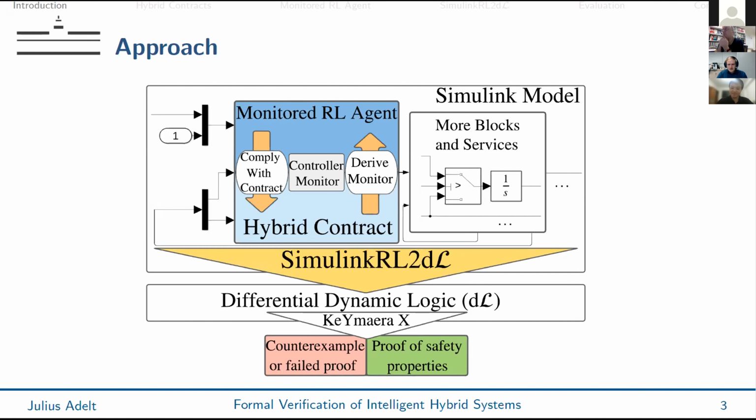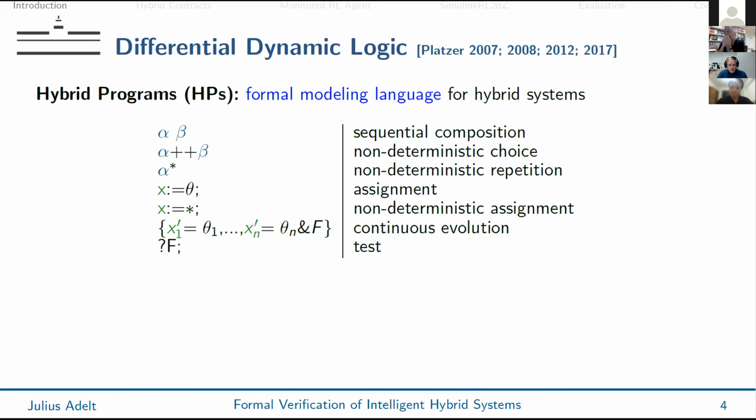Now, before getting into our approach in more detail, I would briefly like to introduce the differential dynamic logic and our previous transformation from Simulink to dL. Differential dynamic logic is a logic for reasoning about hybrid programs. And hybrid programs are a formal modeling language for hybrid systems. They are not directly executable, but allow defining possible system behavior.